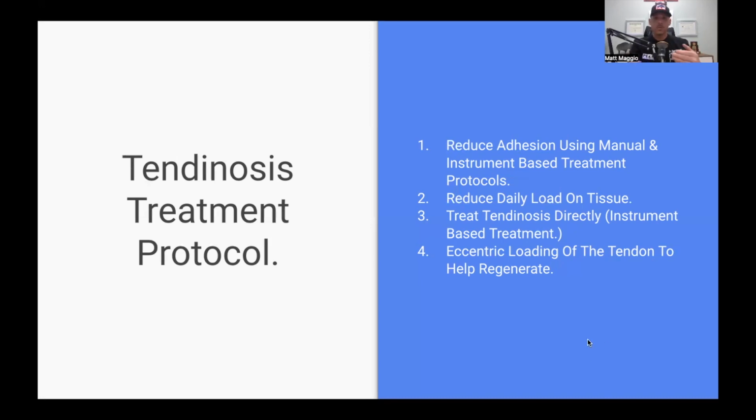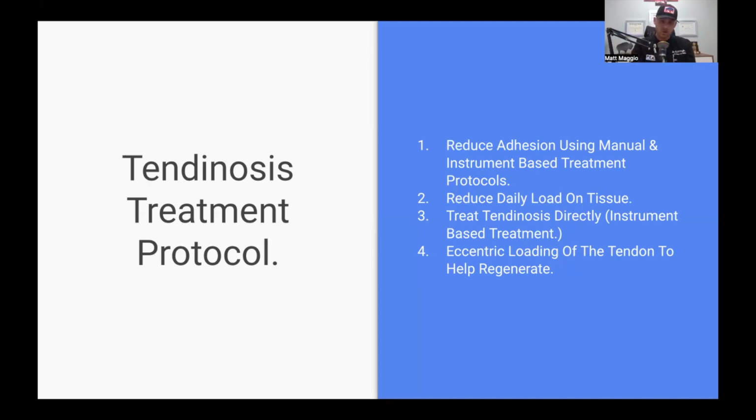Then lastly, what we need to do is what's called an eccentric loading of the tendon. So basically we have a very light weight and we have the client go down really slow for a 4 count, 1, 2, 3, 4, and then we have them bring their hand back up. And what that eccentric loading is going to do is help to regenerate that tendon as well.